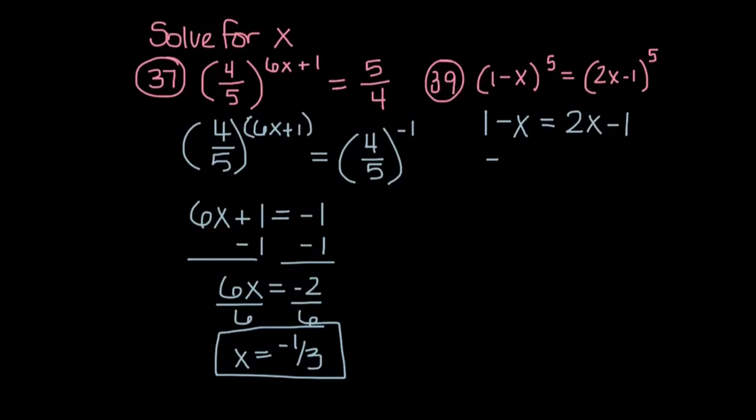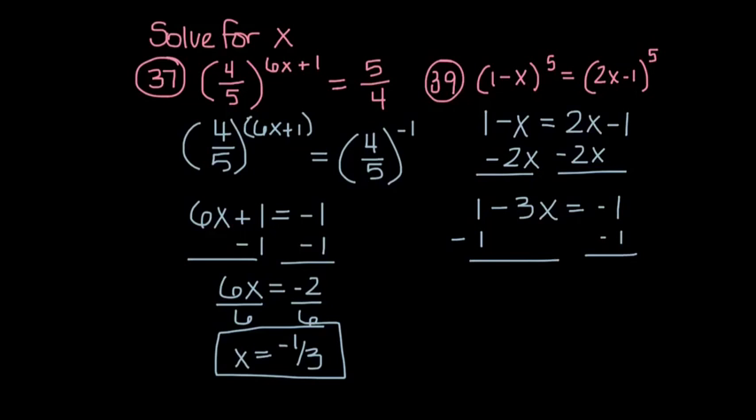If I solve that, I can subtract the 2x from both sides, which gives me 1 minus 3x equal to -1. Subtract the 1 from both sides, I have -3x equals -2. Divide both sides by -3, and I'm left with x equals +2/3.